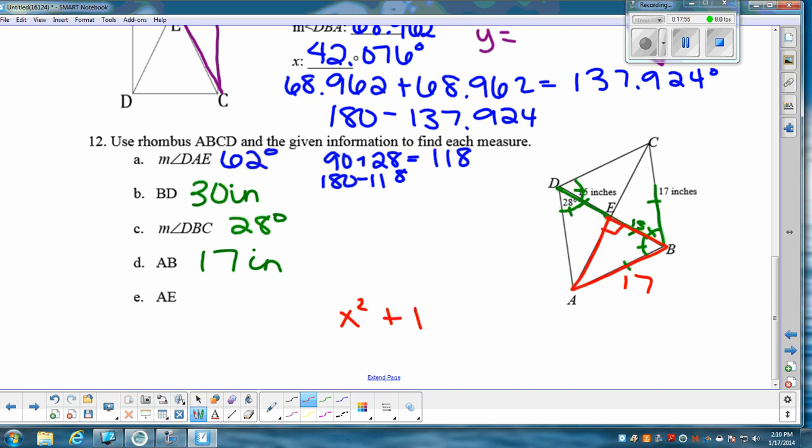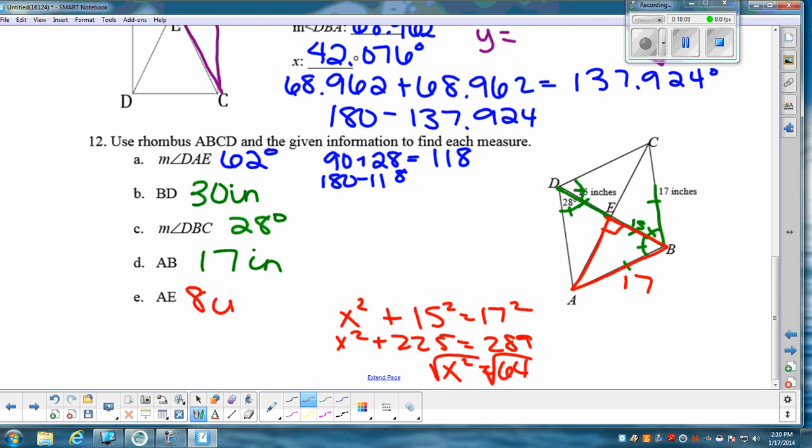X squared plus 15 squared equals 17 squared, so x squared plus 225 equals 289. X squared equals 64. Square root that. We get x equals 8 inches. And then we move on to the next problem.